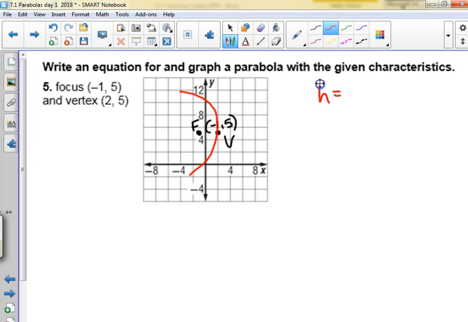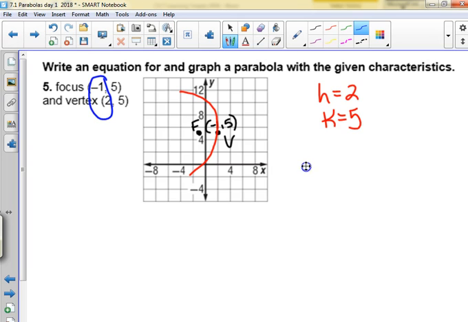H is 2, K is 5. Anybody tell me what P is already? Okay. The distance between those is really P, and it is 3, and it's opening to the left, so P is going to be -3. But let's pretend we had no idea. We went to the sheet.